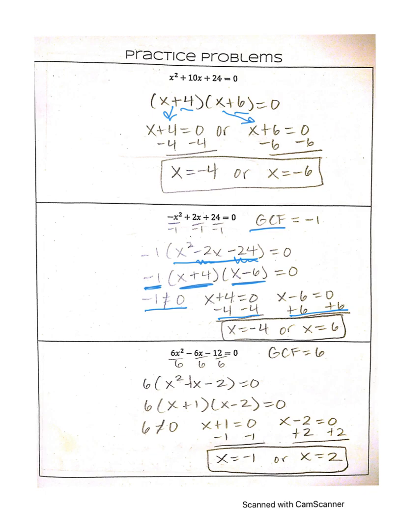In practice problem number 3, I noticed there was a greatest common factor of 6. I factored the greatest common factor of 6 out from all of the terms, and I got this new quadratic x squared minus 1x minus 2. I was then looking for the factor pairs of -2 that would give me a b value of -1. It turns out when you have 1 and -2, that is true.